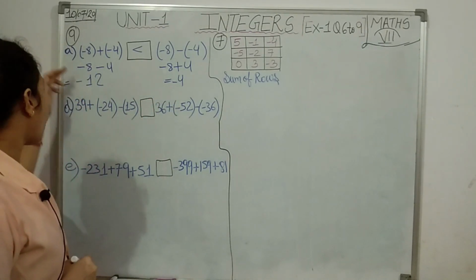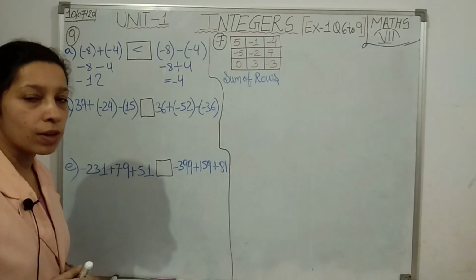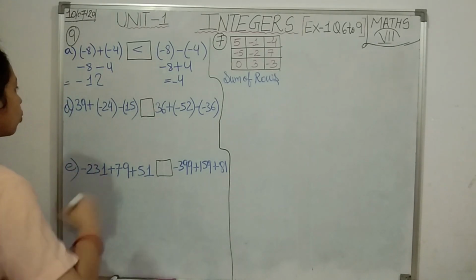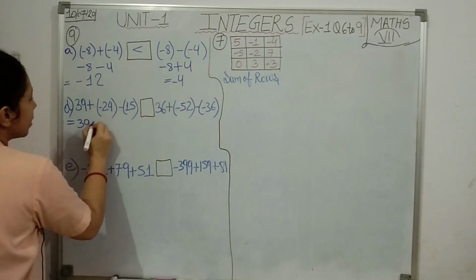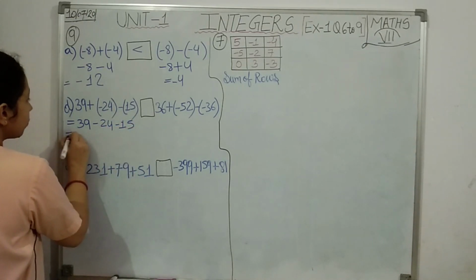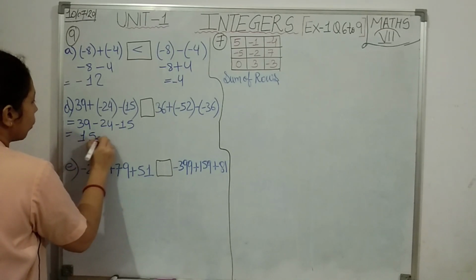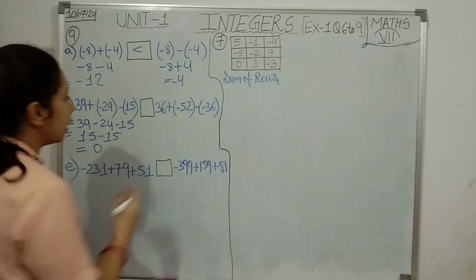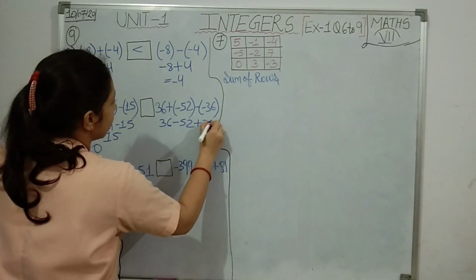Okay students, after point A I have directly written D because point number B and C again will be your homework. You can do them, and point D and E we are going to see. So point number D students, again the first step is to take out the value from the bracket. Plus minus minus, here minus 15, then again 39 minus 24, 9 minus 4 you will get 5, 3 minus 2 you will get 1, 15 minus 15, how much? We got 0.